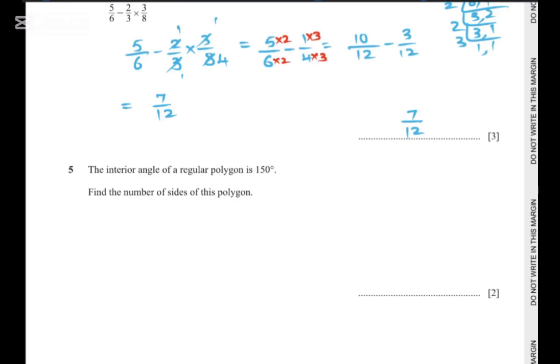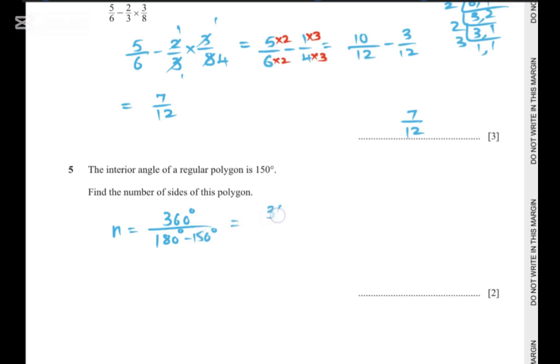Question number 5. The interior angle of a regular polygon is 150 degrees. Find the number of sides of this polygon. To find the number of sides of the regular polygon when the interior angle is given, you have to write 360 divided by 180 minus the given interior angle.